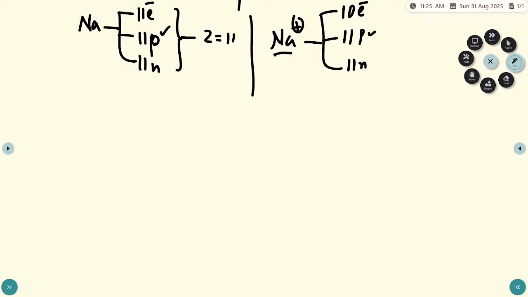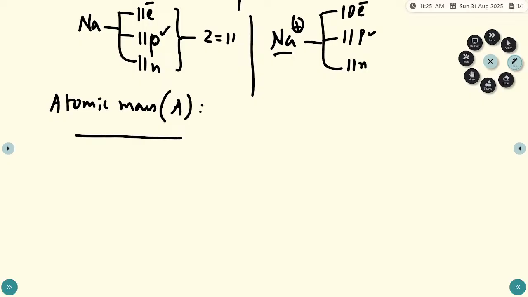Now atomic mass, or atomic weight. Atomic mass is denoted by capital A. What is atomic mass? How can you calculate it? So this is the atom, and around the nucleus electrons are revolving. So what is the weight of this? What is your weight?